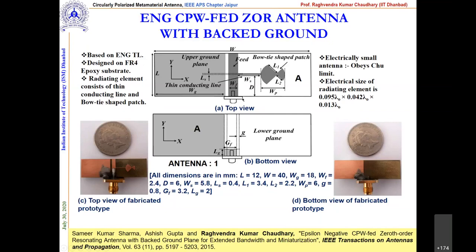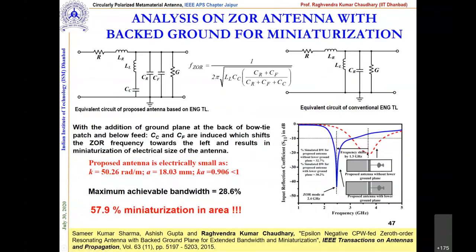So what happens actually when we arrange it in such a way? Drastically, we accommodated a very small frequency. I'll show you. If you look particularly at this graph, you can see that this red dotted curve is for the first structure, when we don't have the lower ground plane.